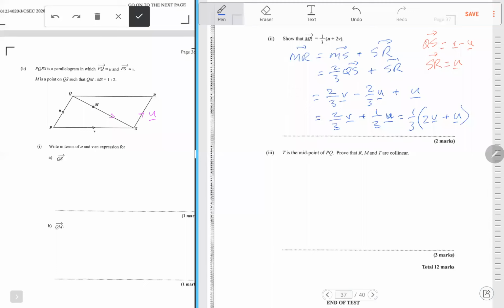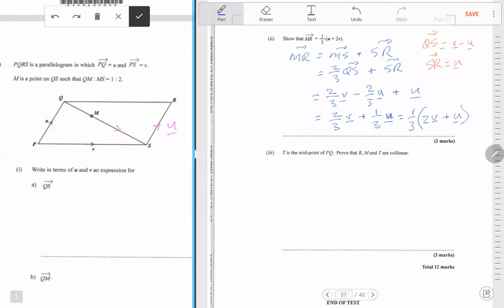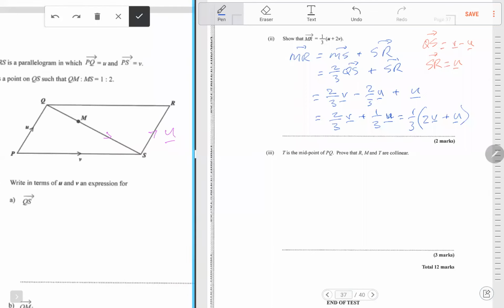All right. The next part now tells us that T is the midpoint of PQ. So let's put down the T over here. T is the midpoint, so T is like right here. So that's where T is. This point is T.